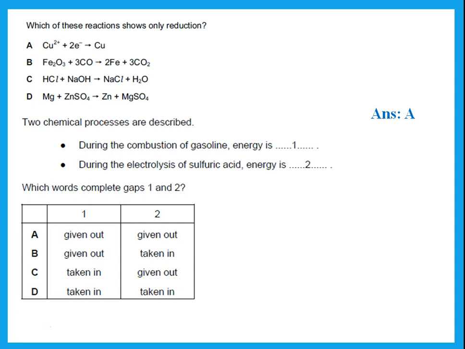Okay, 2 chemical processes are described. During combustion of gasoline. Now, let's remember that the word combustion is burning, and burning, what happens to the energy in burning of something? Energy is given out because we're talking about exothermic. Burning of any fuel is exothermic, so energy is given out. So my answer is A or B.